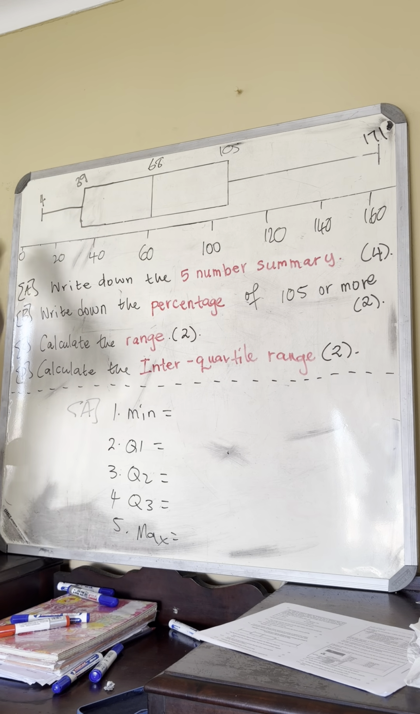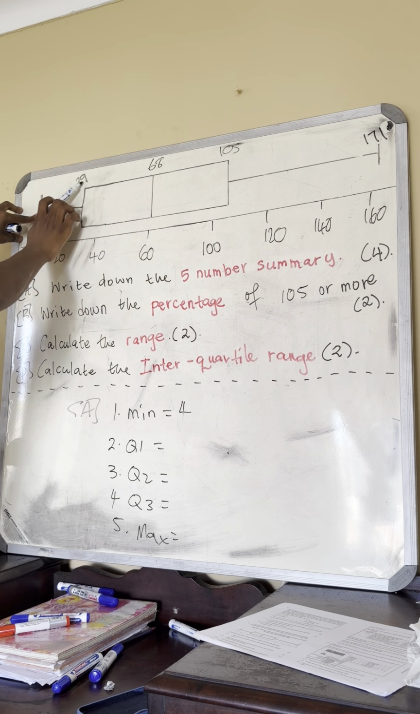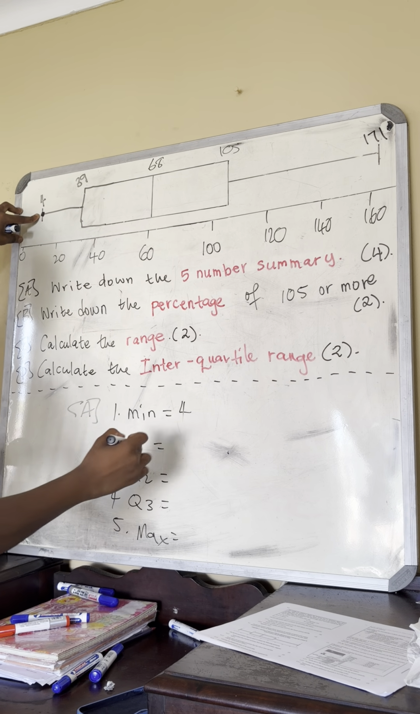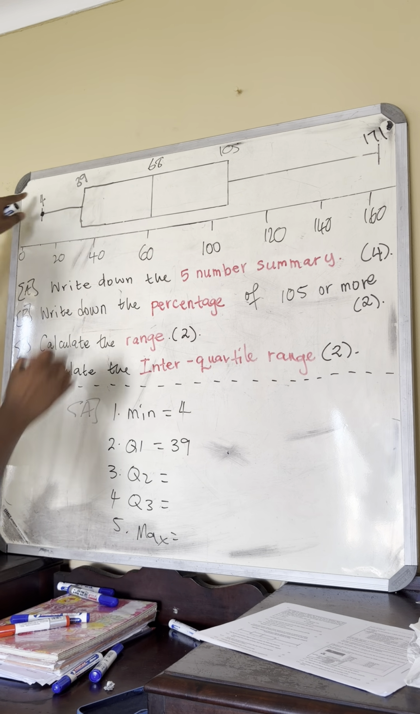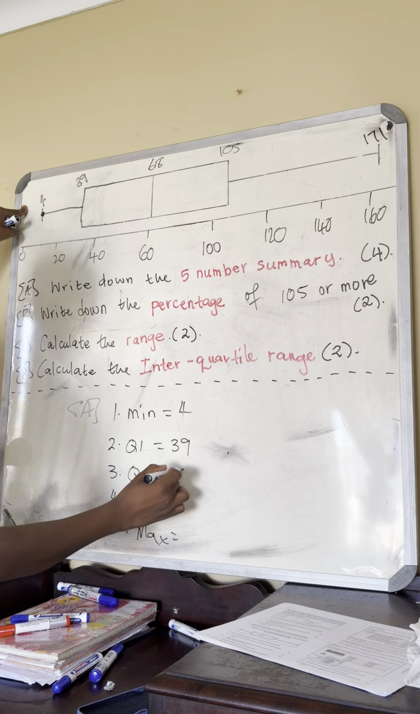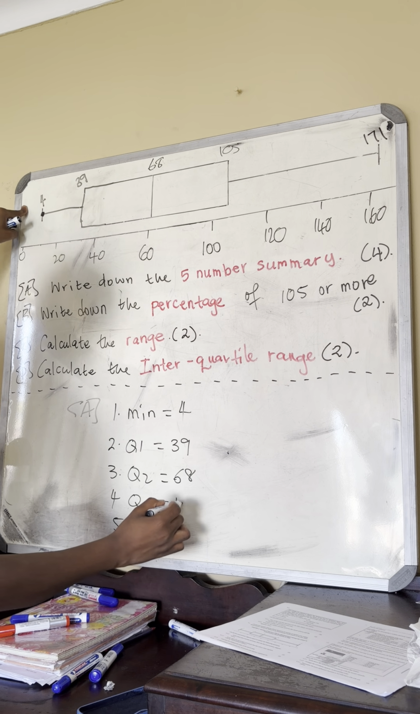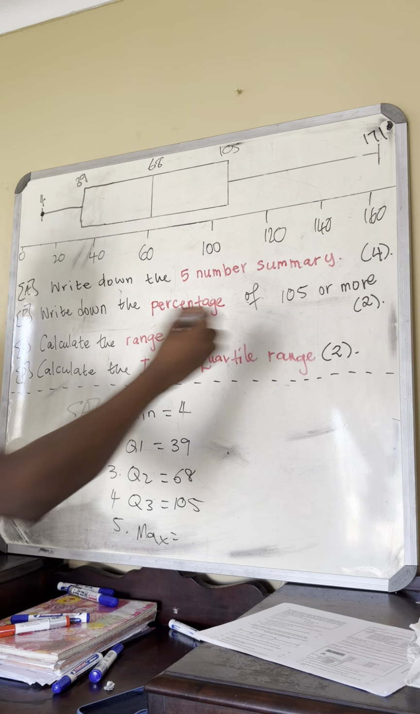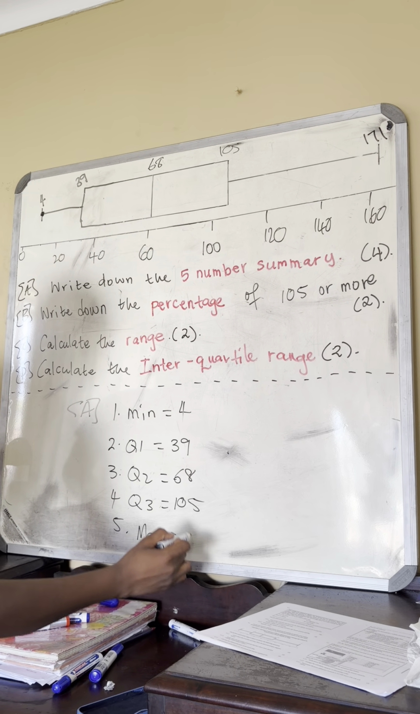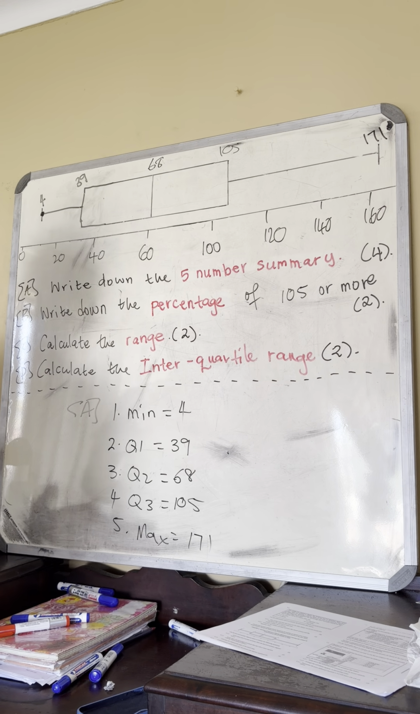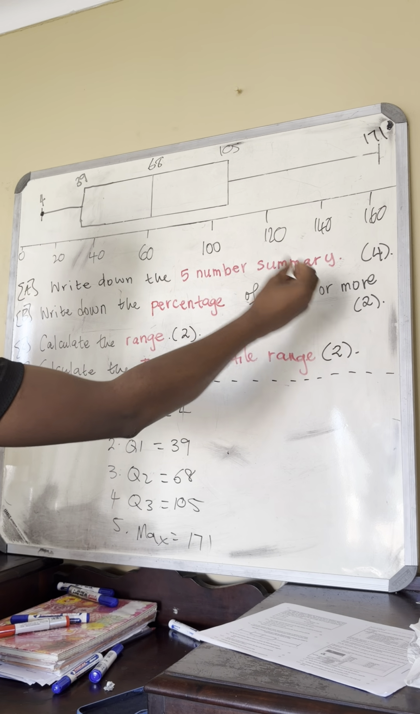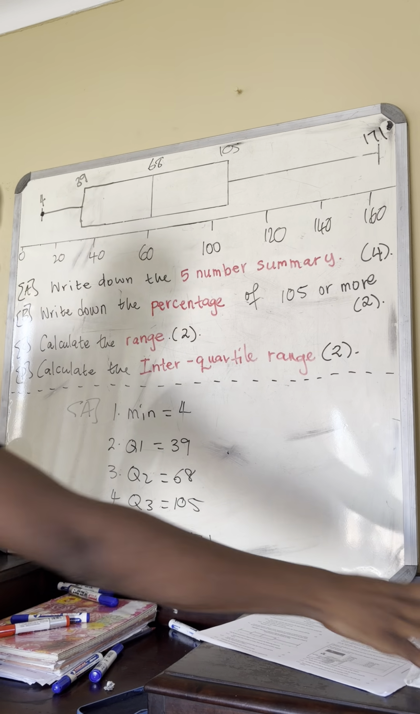Now, at this point, this is your minimum. Do you understand? So 4 is your minimum. And then here, the first line going up, that is your Q1, which is 39. And then the second line going up, that is 68. That is your Q2. The third line going up, that is your Q3, which is 105. And then the last line going up, which is 171, that should be your maximum. And like that, you get your full 4 marks.